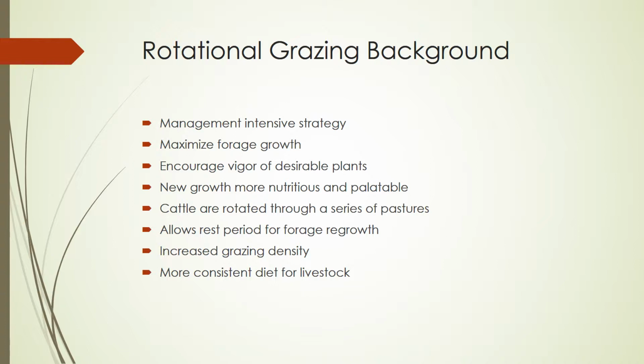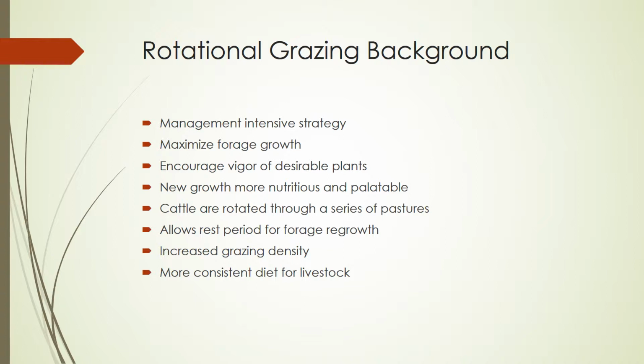It encourages the vigor of desirable plants by forcing the livestock to eat not only the less nutritious plants but also the more nutritious plants in each paddock before moving on. The new growth stimulated by grazing is more nutritious and palatable. Cattle are rotated through a series of pastures, and each pasture is allowed a rest period after the cattle are rotated through for forage regrowth. This is the key to rotational grazing.